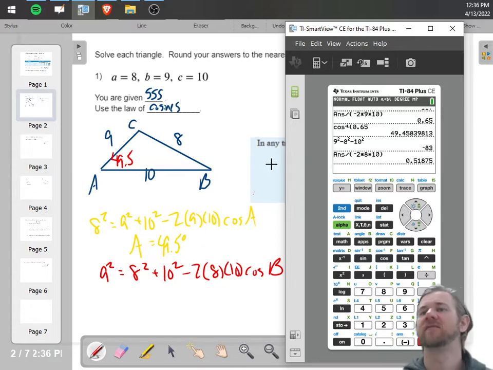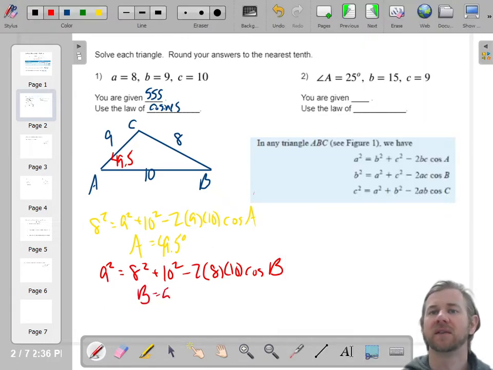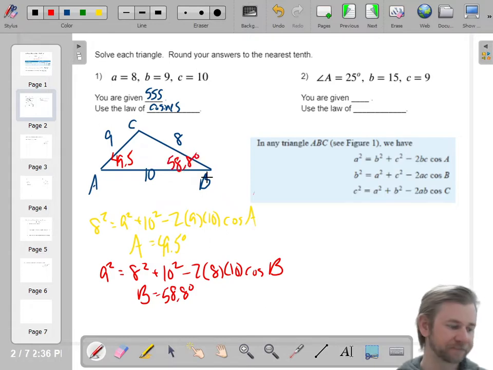Remember, that's the cosine of B. So do inverse cosine, and you get 58.8. B is 58.8 degrees.